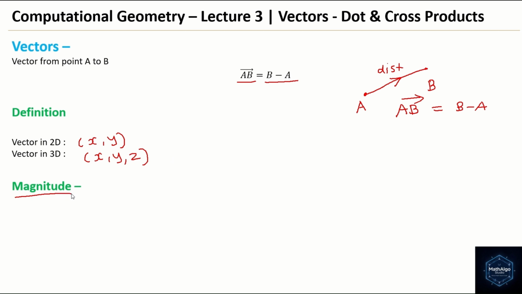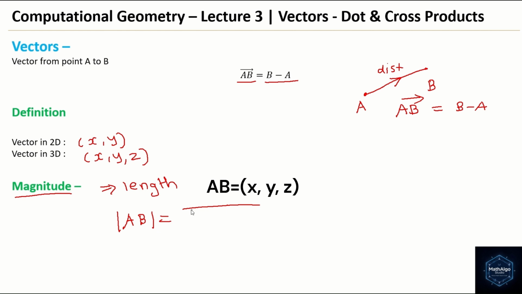Next, let's talk about the magnitude of a vector, which simply means its length. Suppose vector AB has components x, y, z. Then the magnitude of this vector is calculated using the distance formula. The magnitude of AB is equal to the square root of x squared plus y squared plus z squared. This formula comes directly from the Pythagorean theorem extended into 3 dimensions.